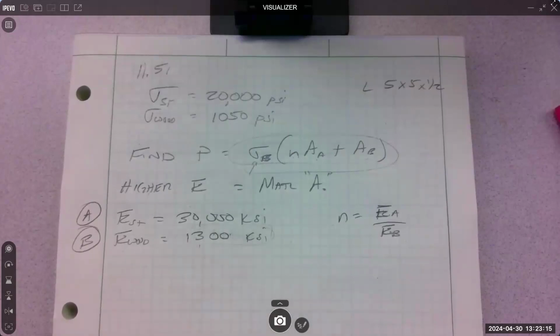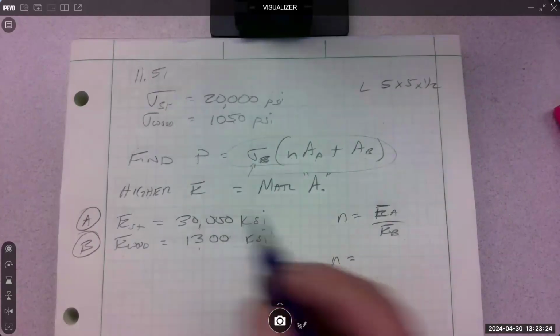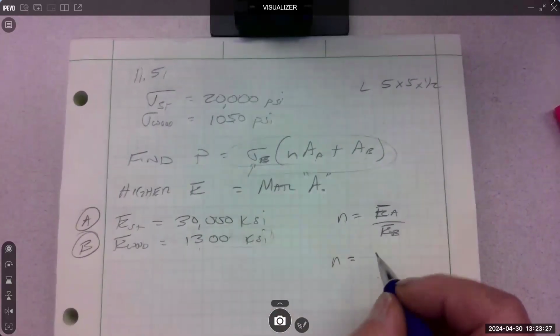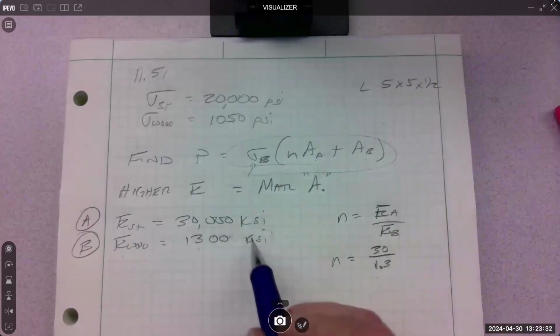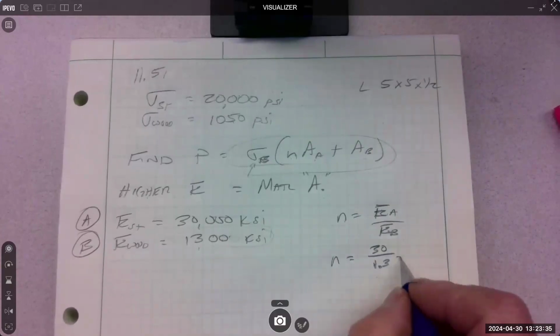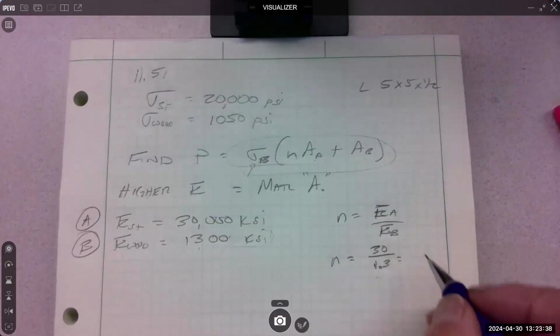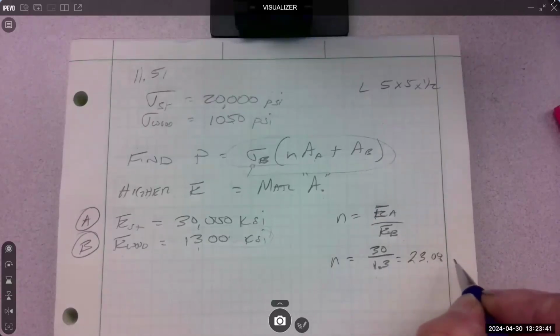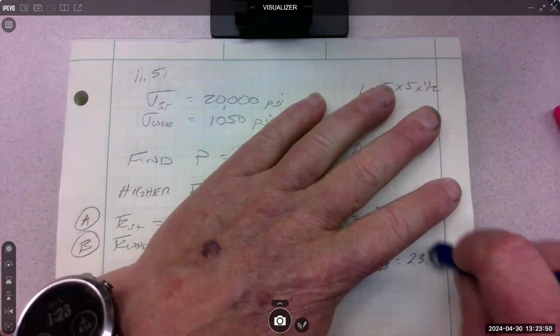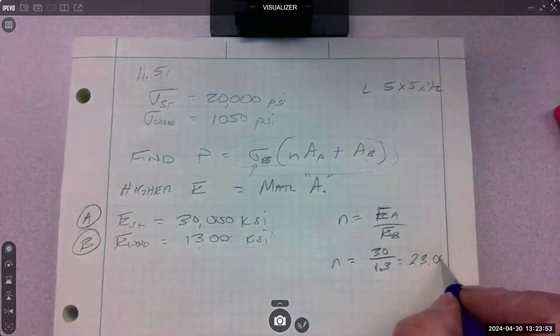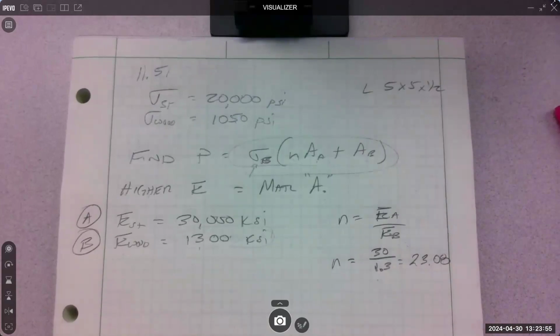Not 13. 1050. Okay. So let's get the pieces. What's N equal to? You could write it as 30 over 1.3 and just drop all the zeros, right? That works. What'd you get for N? 23.08. That's unitless, right? Because that's just a unit over a unit. Others get that, 23.08? Yeah? All right.